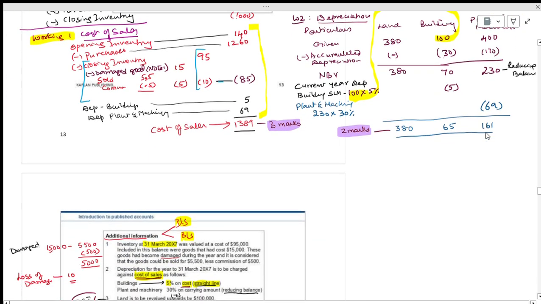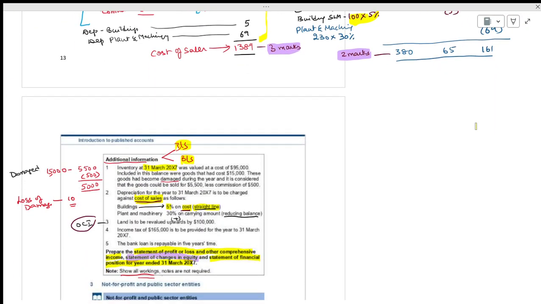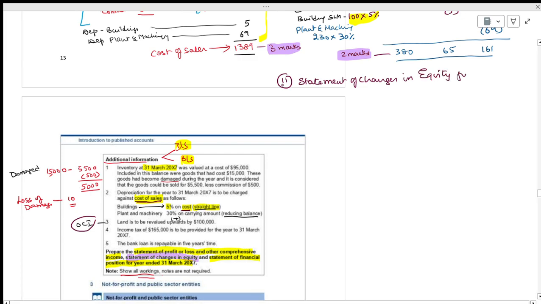Now what we have to do? We have to do the second one. What is the second one? Statement of changes in equity for the year ending 31st March 2007. See what happens. First write particulars, okay?